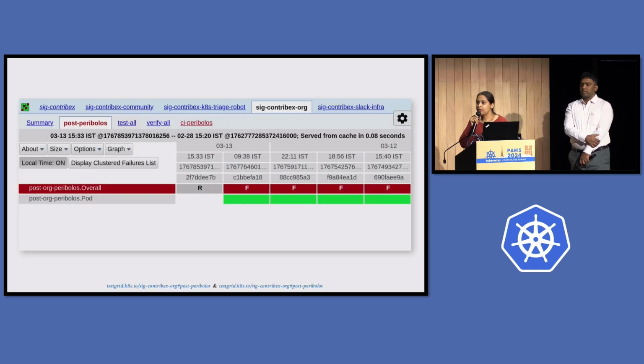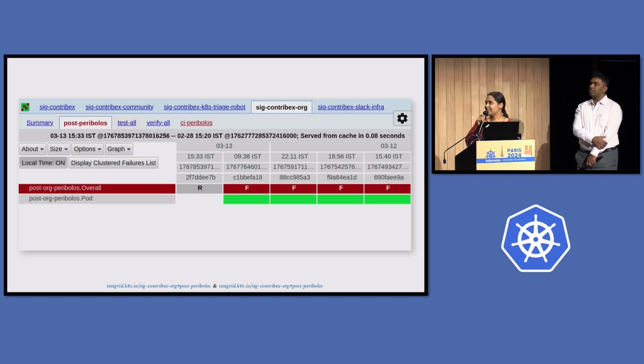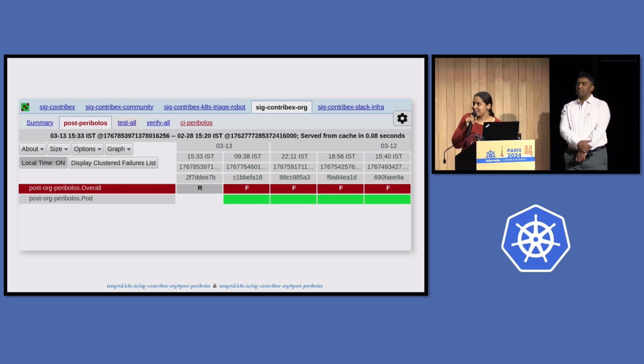If you want to see what the output of that command looks like, we have a test grid dashboard for that. Right now it's red. This is a screenshot from a few days back, or I think the state right now is red as well, and we have to meet to fix that.